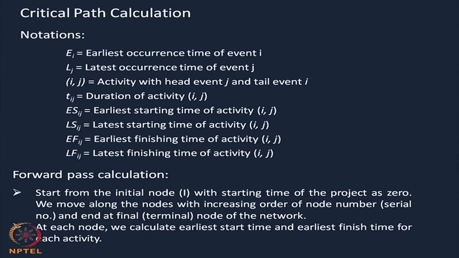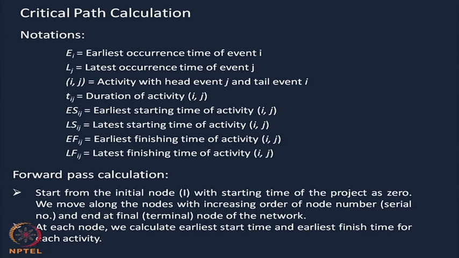Just see this one. EI, capital EI, is the earliest occurrence time of event I. LJ is the latest occurrence time of event J, that is, the earliest when it will occur or the latest when it will occur, which we denote by EI and LJ.